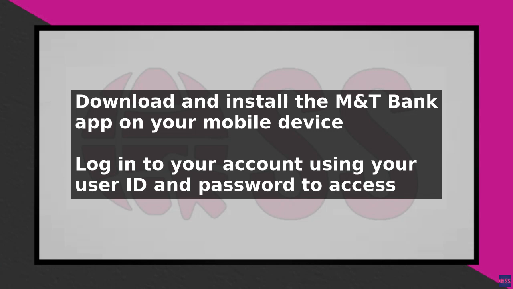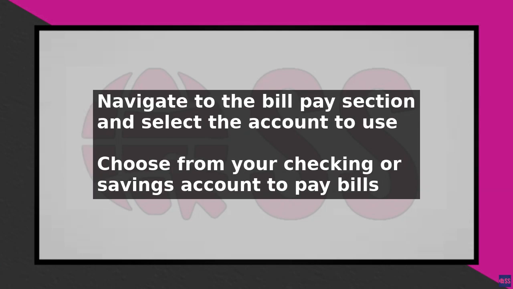After logging in, navigate to the Bill Pay section of the app, which can be found on the main menu or dashboard. Click on the Pay Bills option and select the account you want to use to pay your bills. You can choose from your checking or savings account.